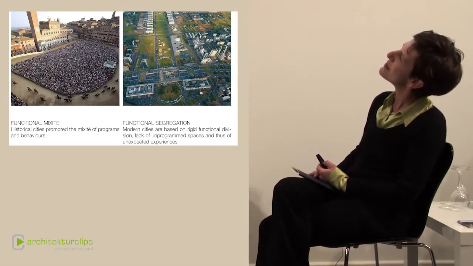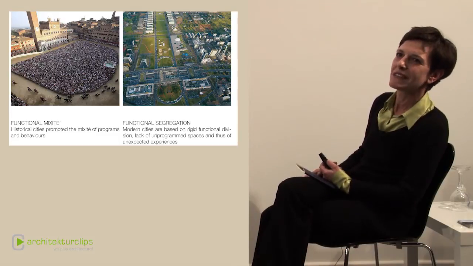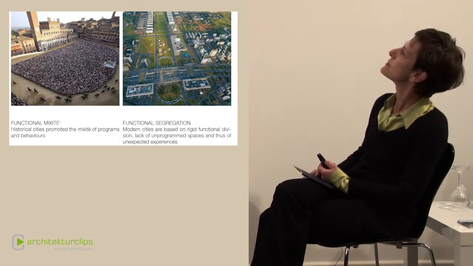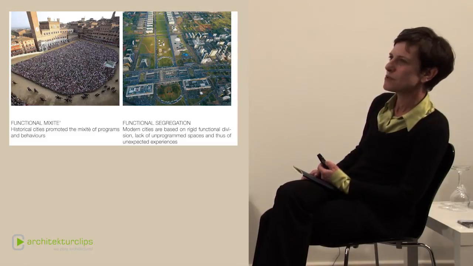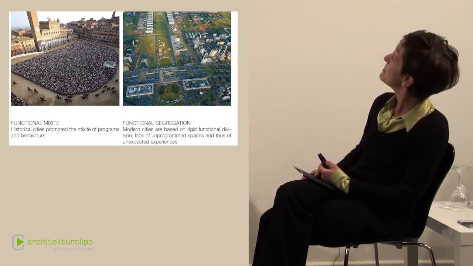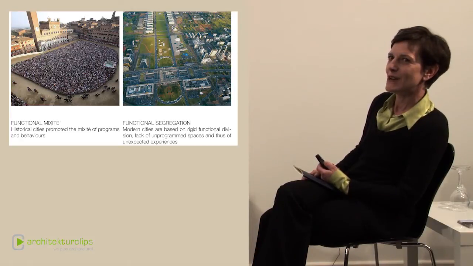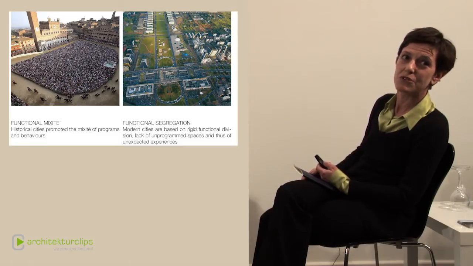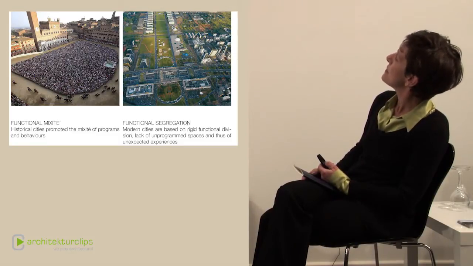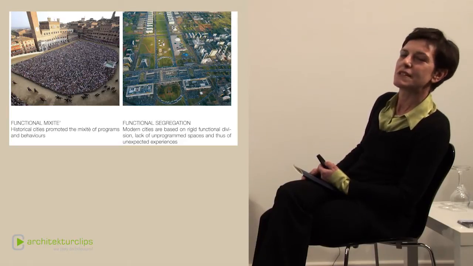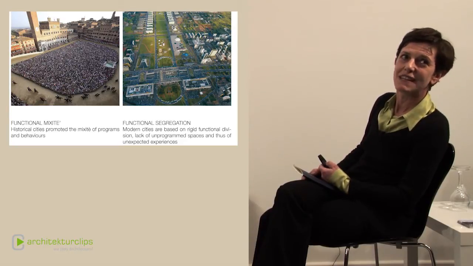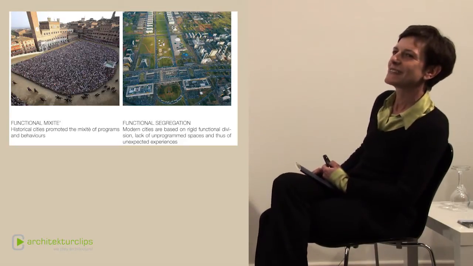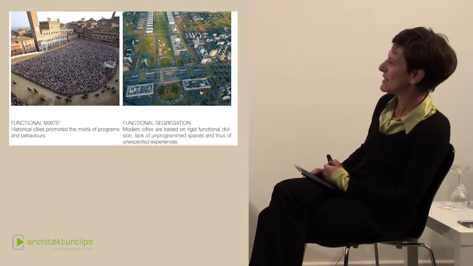The historical urban tissue, the Italian historical urban structure, promotes mixed programs and behaviors, promotes surprise and unexpected experience. Whereas on the left side you see Siena, and on the right side you see Brasilia. These are two really clear examples of different urban structure and ways of approaching the city. In Brasilia, the functional segregation means that the modern city divided the programs and the zoning, in a way avoiding the mixité and the complex behavior of the city.